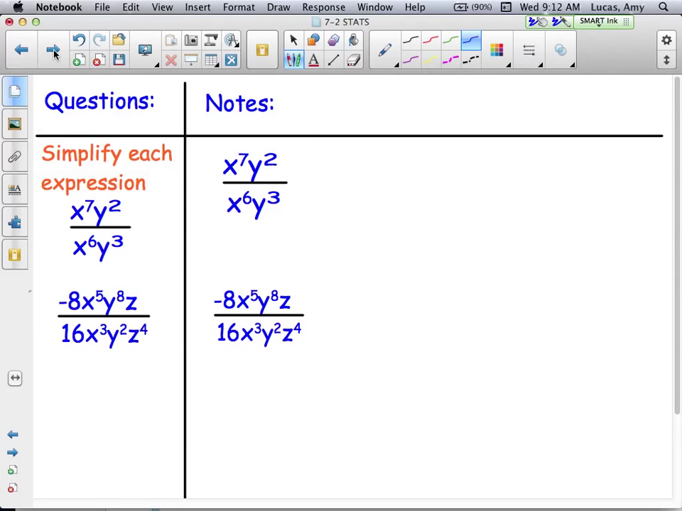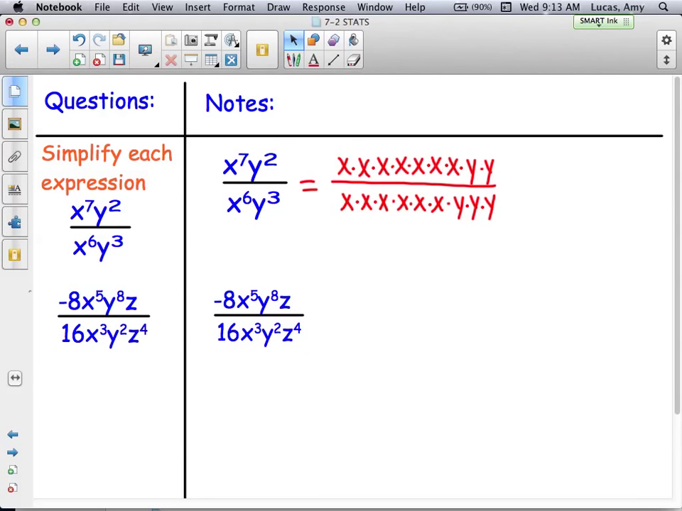Okay, let's use these new properties. I'm going to show you expanded form because that is going to explain to you, hopefully, why the shortcut rule said we could subtract our exponents. So I am going to expand x to the 7th power and y to the 2nd power, over x to the 6th power and y to the 3rd power.